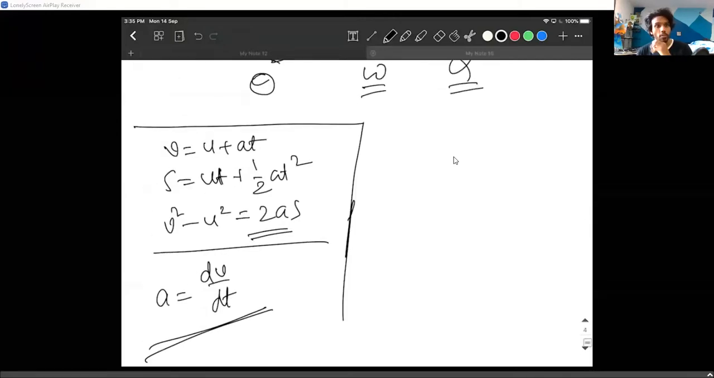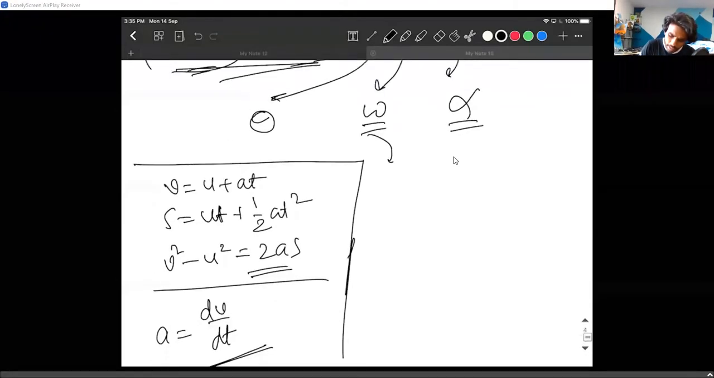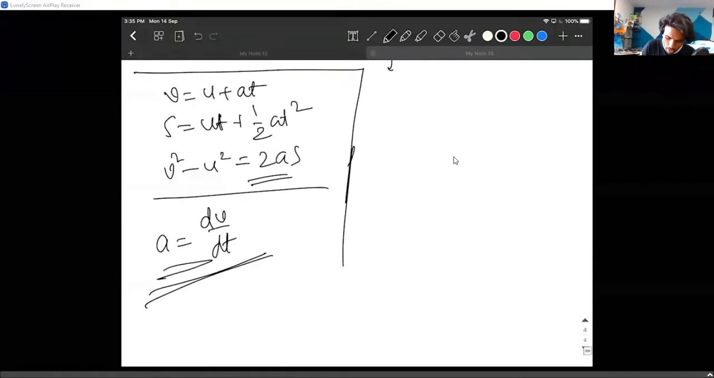But we don't really have that many problems. In fact, the problems are simply repeated. We start with a equals dV by dt, right? So let's start with the same thing. Alpha equals d omega by dt. Clearly look at these equations.